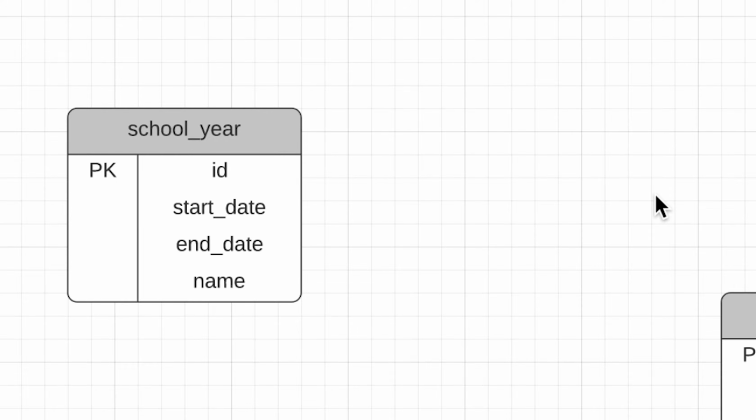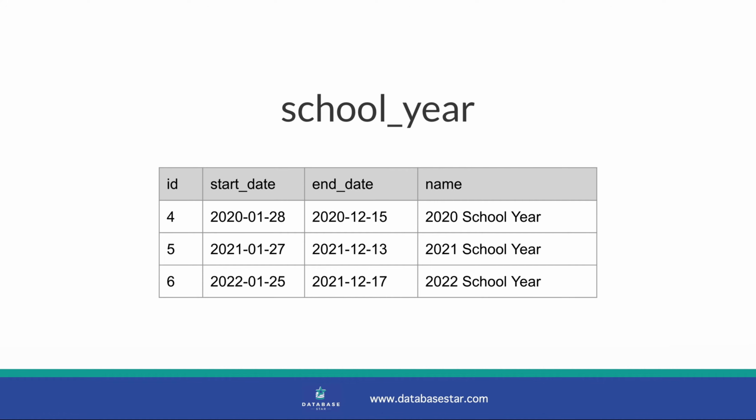I think that the requirement is met now. We haven't related this table to anything else yet, but we'll probably learn more about it in the upcoming requirements. The data in this school year table may look like this. There are some records with different dates and they have names.